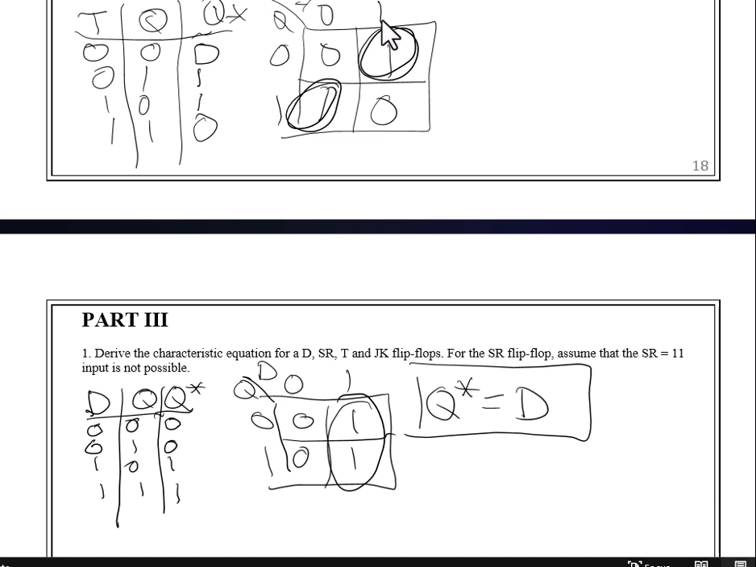And so that one, there's not much simplifying there. So Q star is going to equal this top one. We have T is 1 and Q is 0. So that's T Q bar plus, and in the bottom one, T is 0 and Q is 1. So that's T bar Q.